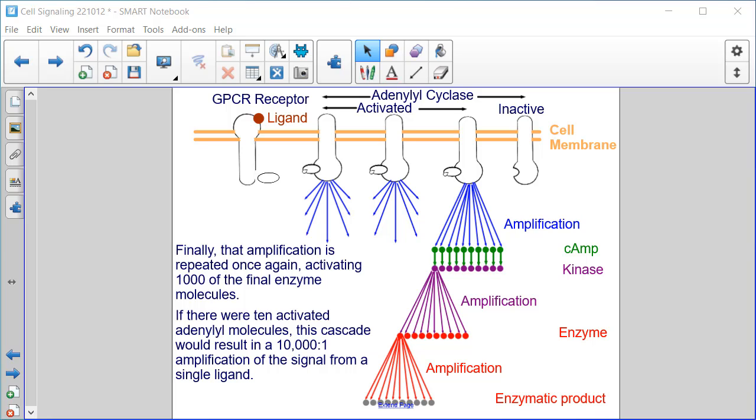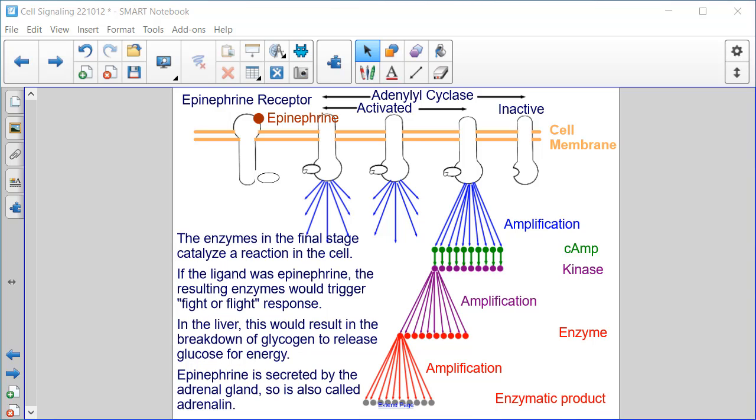Finally, that amplification is repeated once again, activating 1,000 of the final enzyme molecules, which we're calling the enzymatic product. If there were 10 activated adenylyl cyclase molecules, this cascade would result in a 10,000 to 1 amplification of the signal from a single ligand.